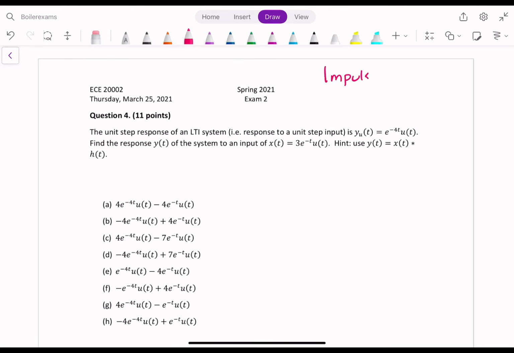Okay, what we have here is an impulse response question. What they have given us is the unit step response of an LTI system. An LTI system stands for linear time invariant.